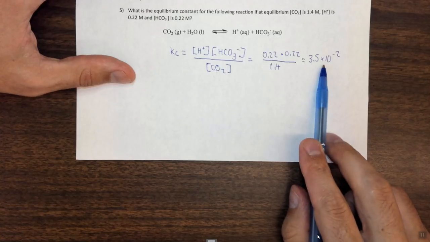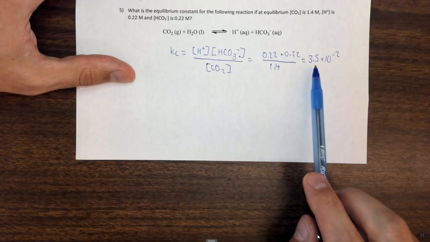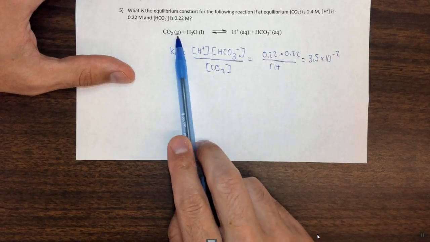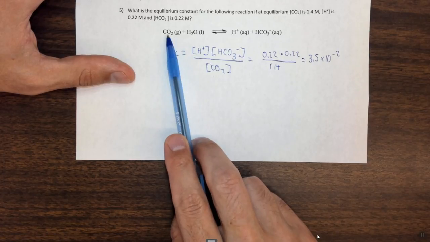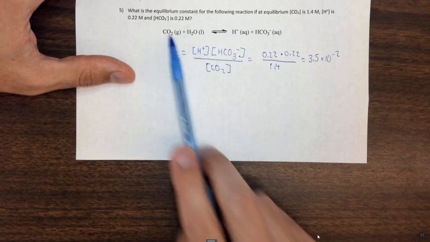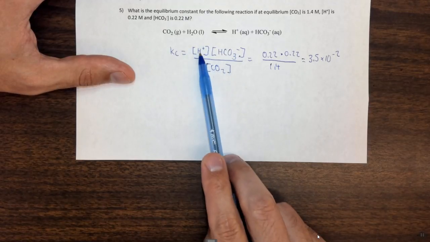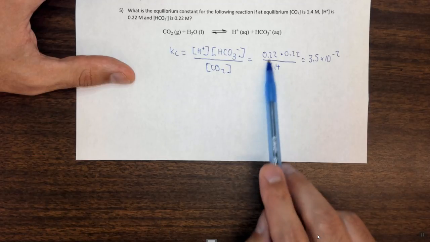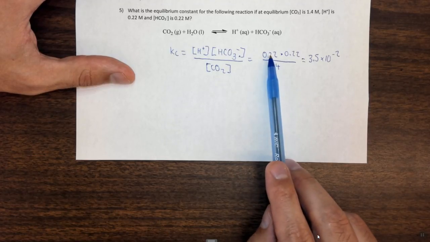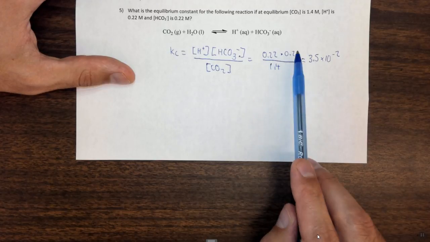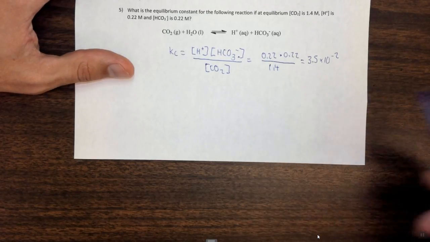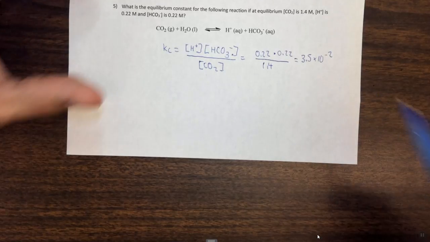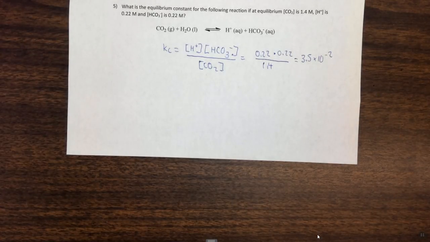What does this value of Kc tell us? Well, because it's less than 1, the reactants are favored. So in this case, CO2 is favored. Why? Because there's more CO2 than there is H+ and bicarbonate. And if we look at the numbers, that makes sense. There's a higher concentration of CO2, and a lower concentration of H+ and bicarbonate. So because the equilibrium constant is less than 1, we know the reactants are favored.